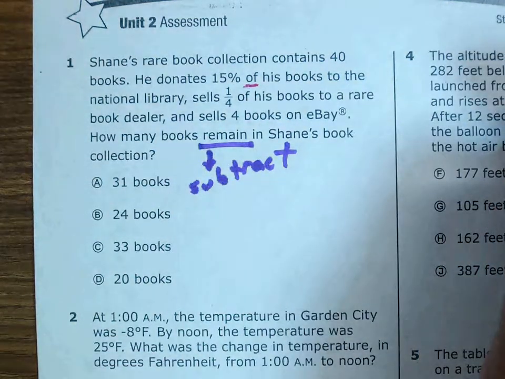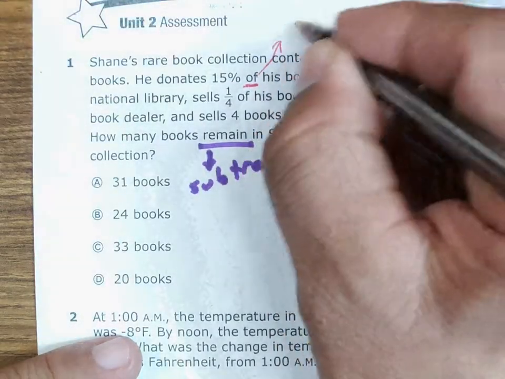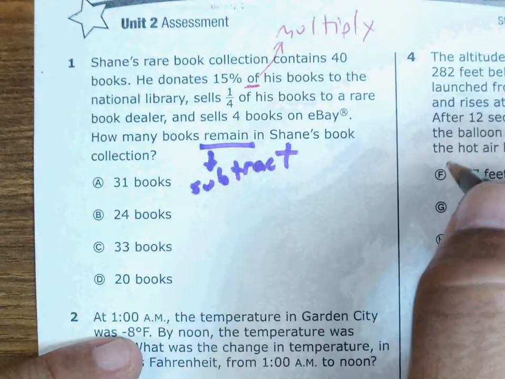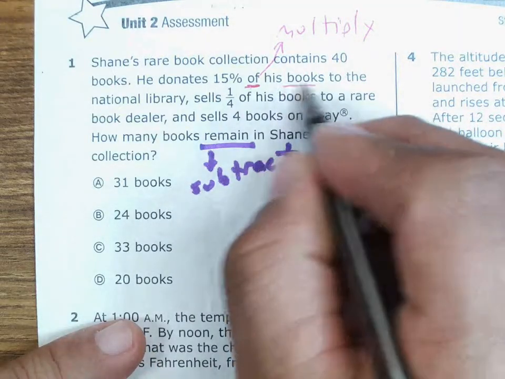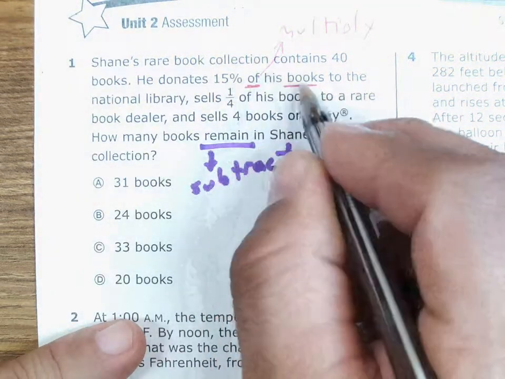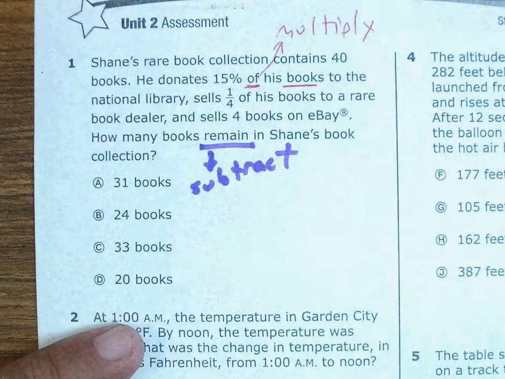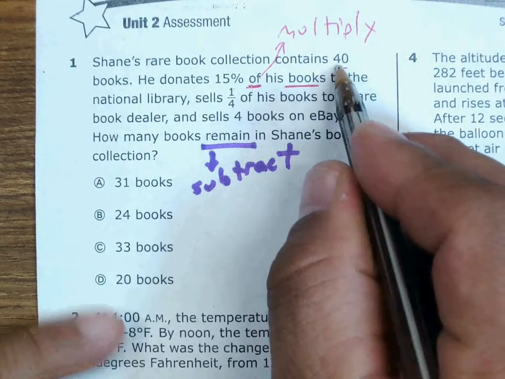Okay, in math we know the word of also means an operation, and of actually means multiply. So that means multiply. And so of course that of the books, so 15% times the books. Well, how many books are in this collection? It's telling you there that there's actually 40 books. It's right here, 40 books.